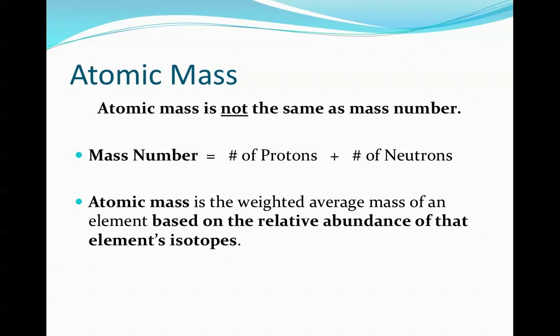So again, atomic mass is not the same as the mass number. The mass number is the protons plus the neutrons, and is always a whole number. But the atomic mass, which is never a whole number, is the weighted average mass of an element based on the relative abundance of that element's isotopes.